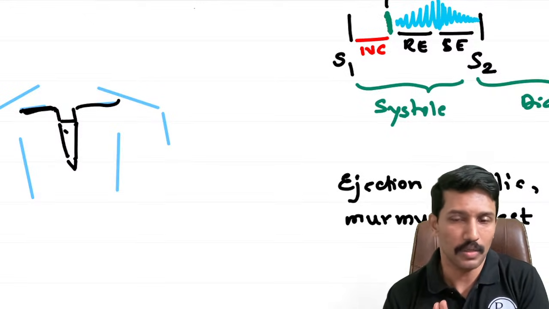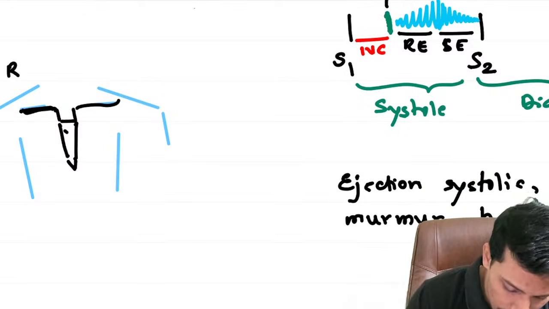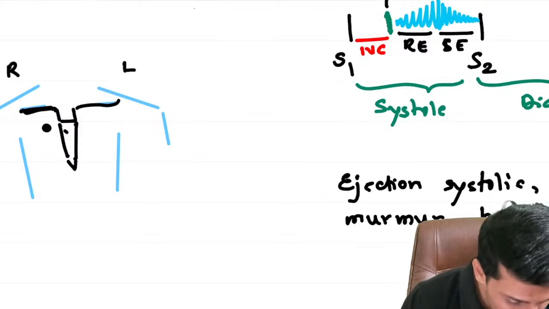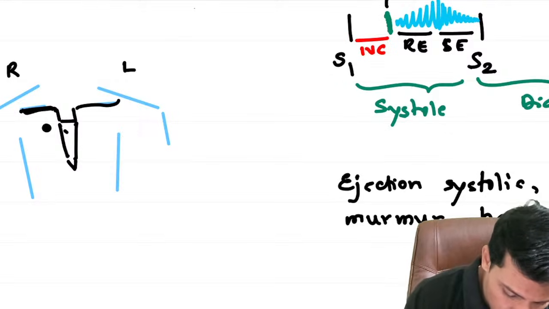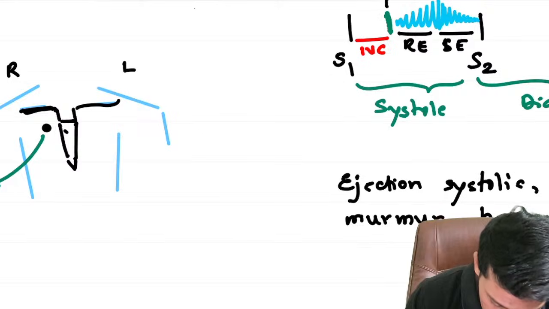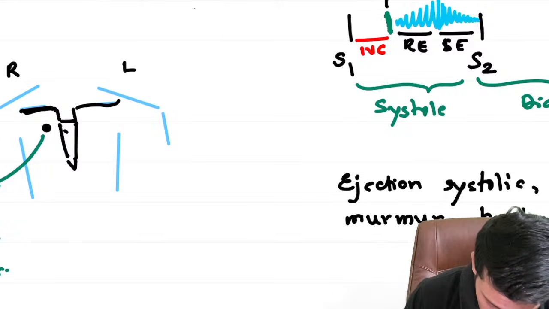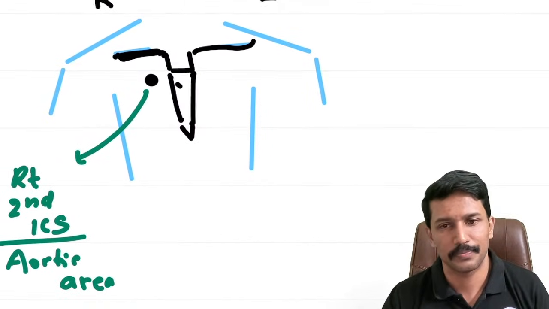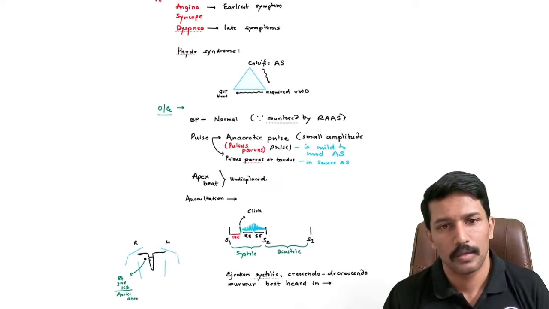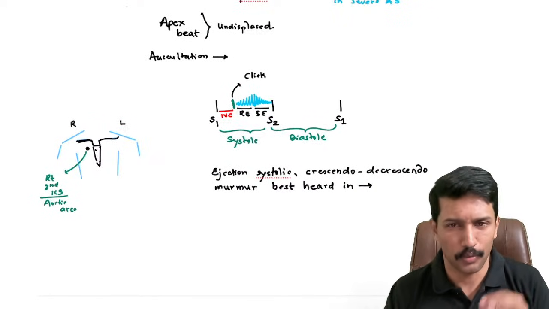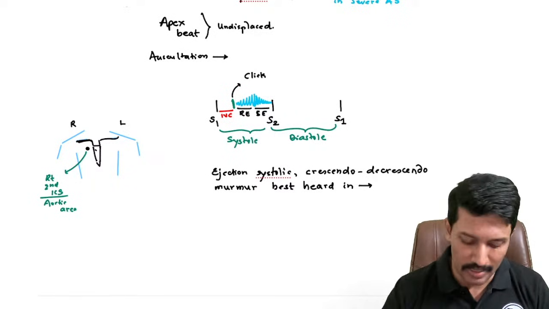right second intercostal space. So if this is right, this is left. So on the right second intercostal space, very good, we have the aortic area. Some of you may be wondering, why is it on the right? The valve is on the left side of the heart, right? The aortic valve is between the left ventricle and aorta, but why is its area on the right?